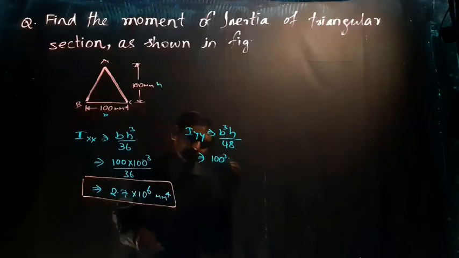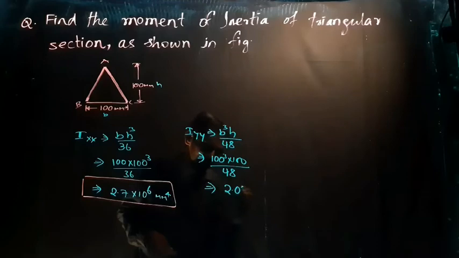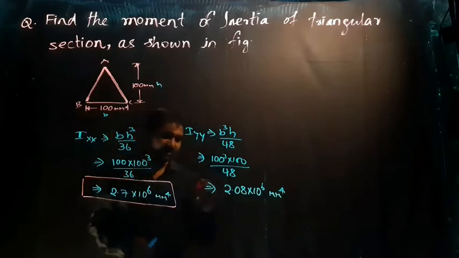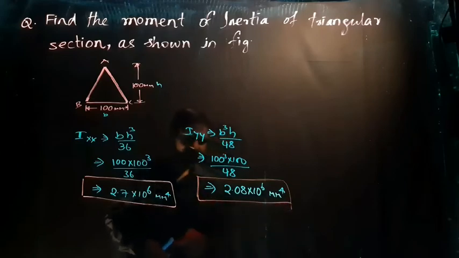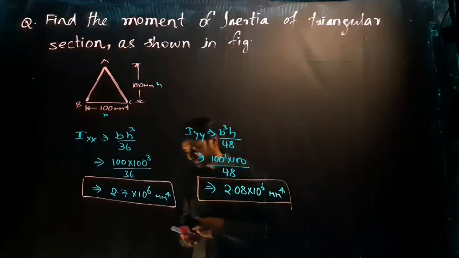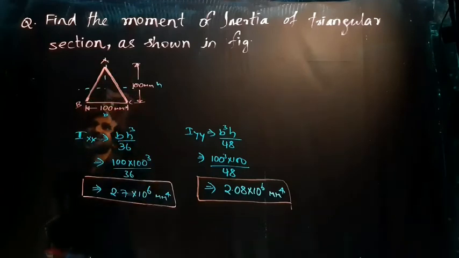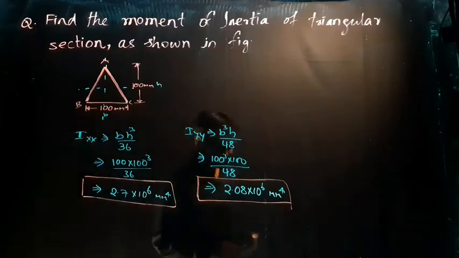100 cube into 100, whatever it may be, that will be the same result, divided by 48. So this will be 2.08 into 10 to the power of 6 mm to the power of 4. So this is your Iyy. So like this you have to find out the moment of inertias about x axis as well as y axis, right? Now let us see some more problems also.